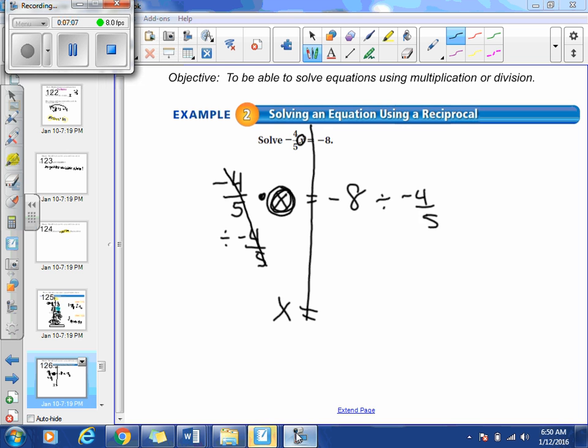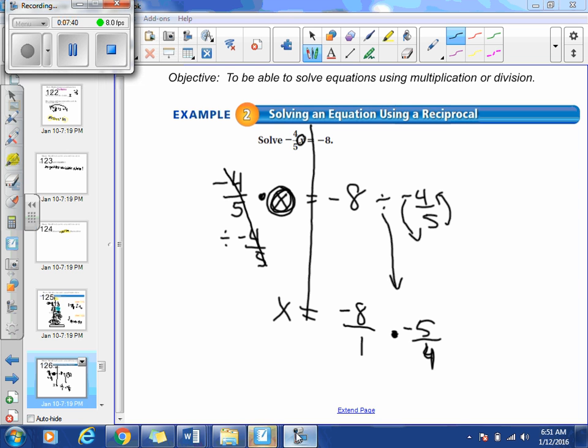Okay, so now I know that over here, the multiplying negative 4/5 and dividing negative 4/5 just gets me back to whatever I started with, which was x. Over here, I have to do a little bit more math. So negative 8, I'm going to write it as a fraction, negative 8 over 1, divided by negative 4/5. Remember, when we divide, we can change divide to multiply, and we can take the reciprocal of the fraction that follows the division sign. So we're going to change that instead to 5/4.